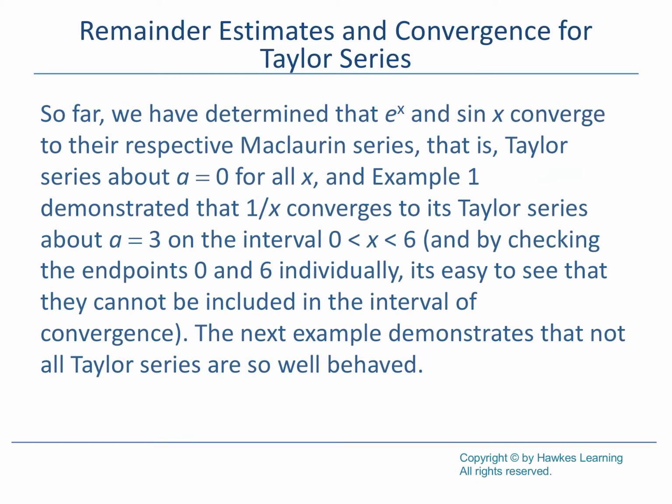And this is just a little review. In example 1, we looked at the function f of x equals 1 over x, and we showed that that converges on this interval. We showed that e to the x and sine of x both converge everywhere, but this next example shows that not all Taylor series are that well behaved. This next one is only going to converge at a single point.